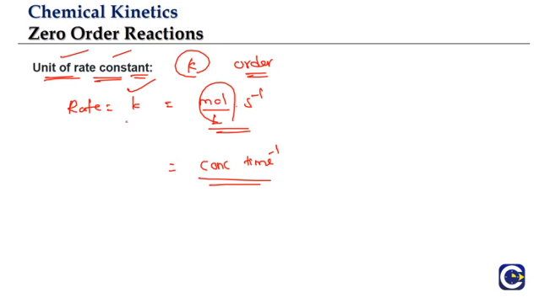And if you go to the first order, the unit of the rate constant will change. We already saw that for the first order reaction, the rate constant unit will be independent of the concentration term.